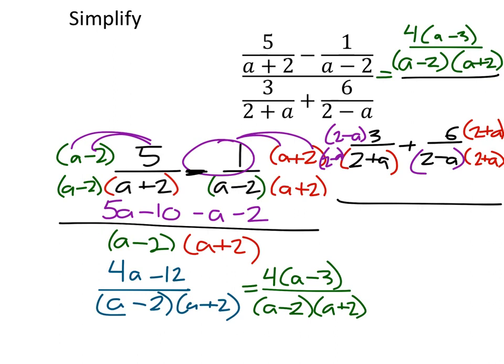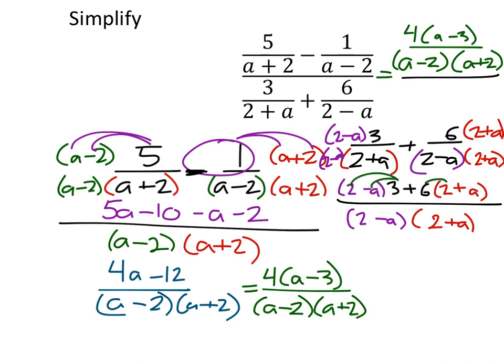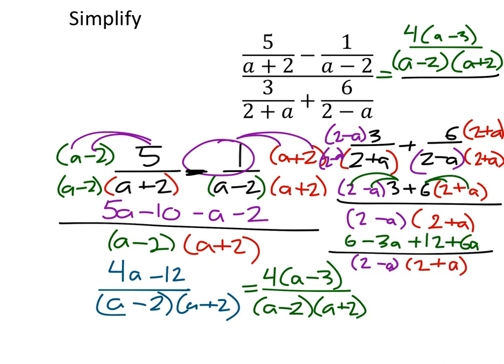I won't skip the step this time. So now I've got in my denominator, 2 minus a times 3, and then 6 times 2 plus a. And we'll distribute the 3 and the 6, and we'll just combine our like terms. So I've got my negative 3a's with my 6a's, which is 3a's. And then 6 plus 12 is a positive 18.